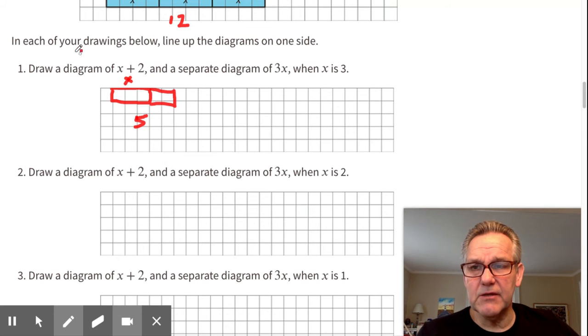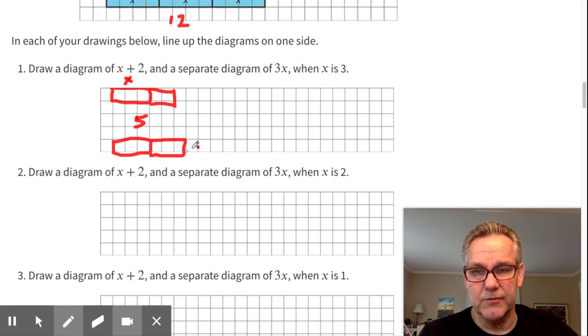And when they say they wanted us to line it up, they meant they wanted us to start it at the same place. So I'm going to start the next one with 3x down here. And remember, x is equal to 3, so I need 3 sections of x, and each time the x is going to be worth 3.